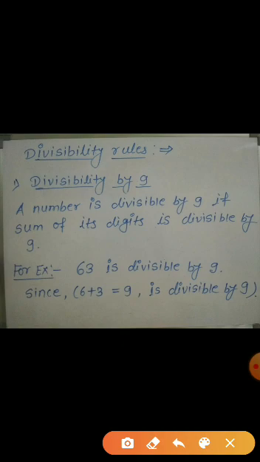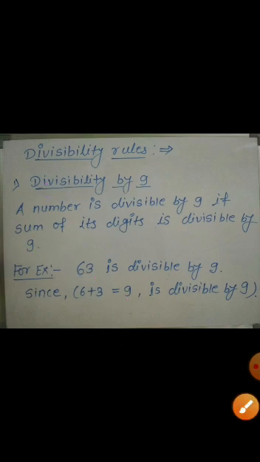Then we have divisibility by 9. It is similar to the divisibility by 3. In this case also we have to add the digits. And if the sum of the digits is divisible by 9, then we say that the number is also divisible by 9. For example, the number 63 is divisible by 9. How can we identify it? We have to add the digits. 6 plus 3, 9. And 9 is divisible by 9. Hence, we can say that the number 63 is also divisible by 9.